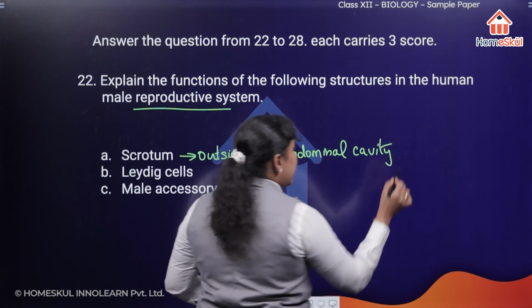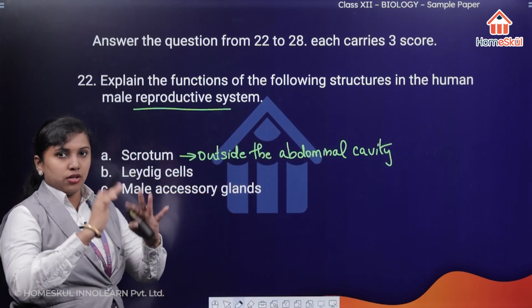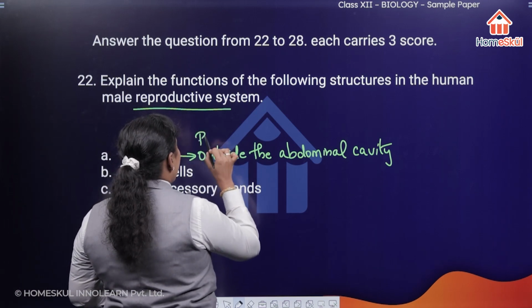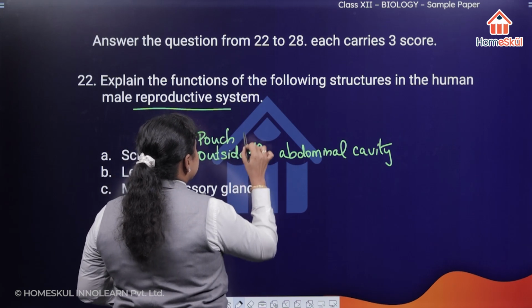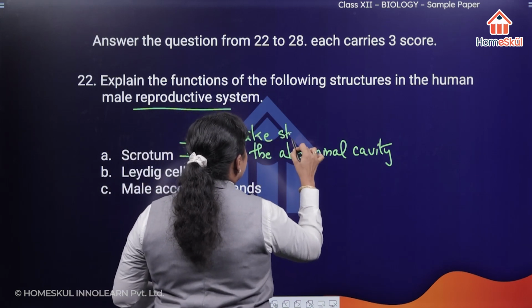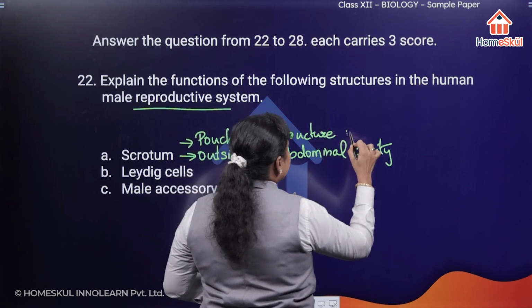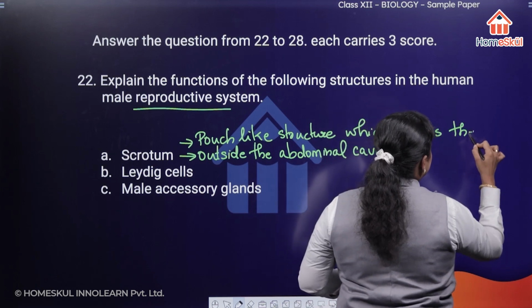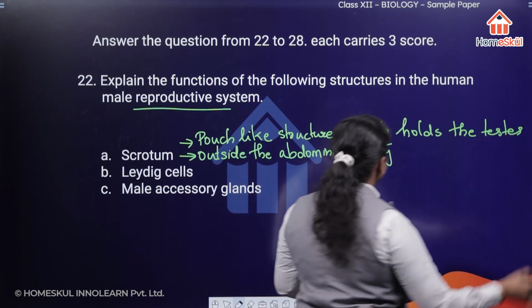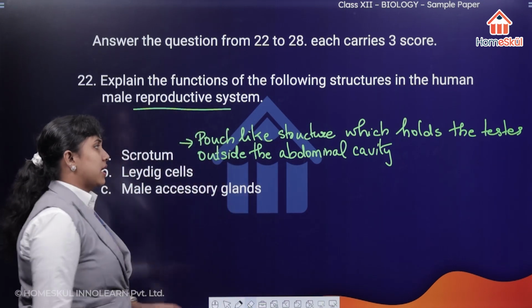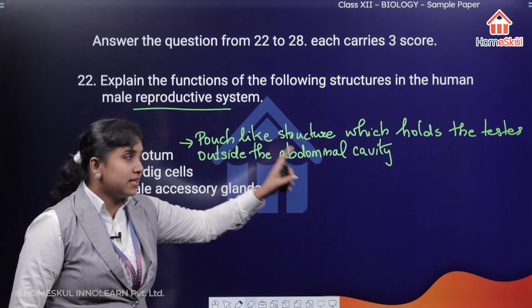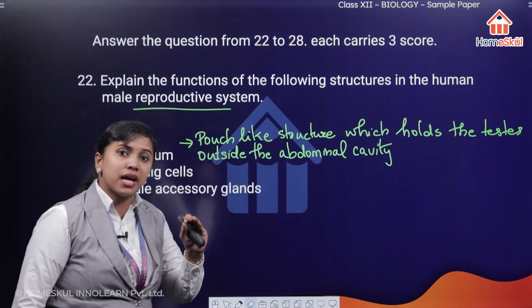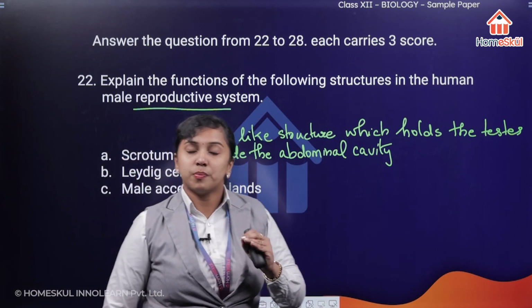And what is a scrotum? It is a pouch-like, a sac-like structure, isn't it? So, we can write a pouch-like structure which holds the testis outside the abdominal cavity. And what is the purpose of that? It helps in maintaining the temperature that is needed for spermatogenesis.